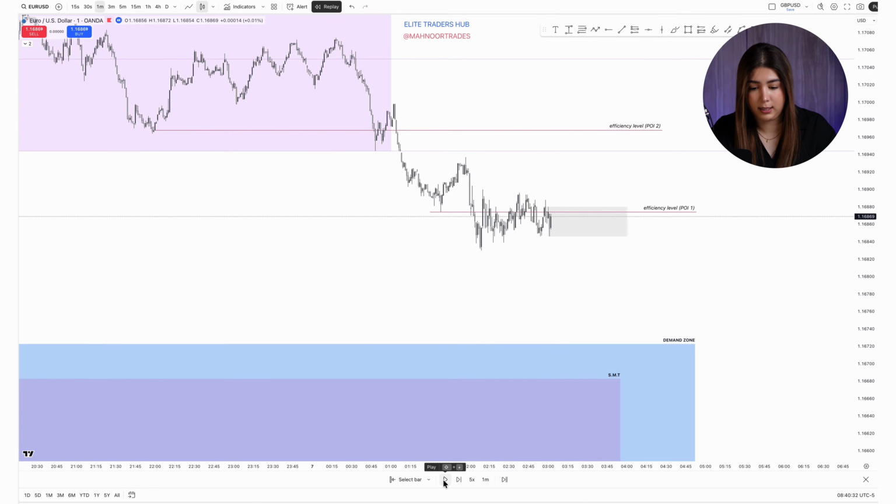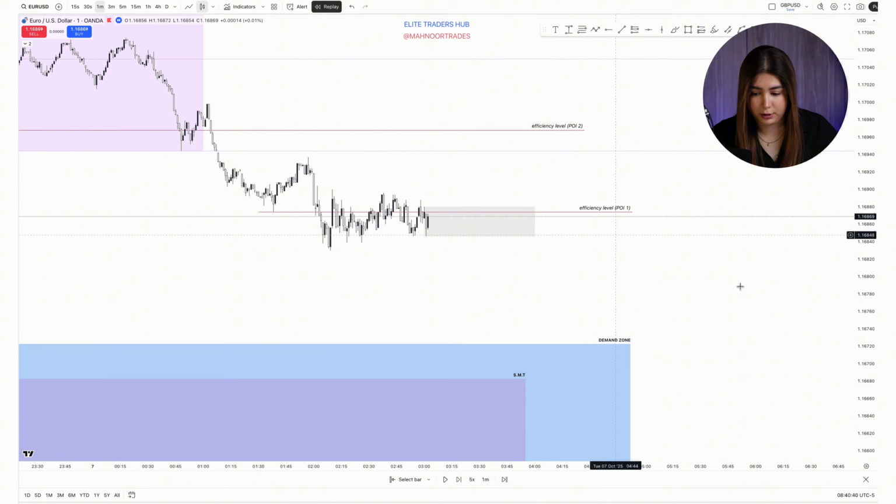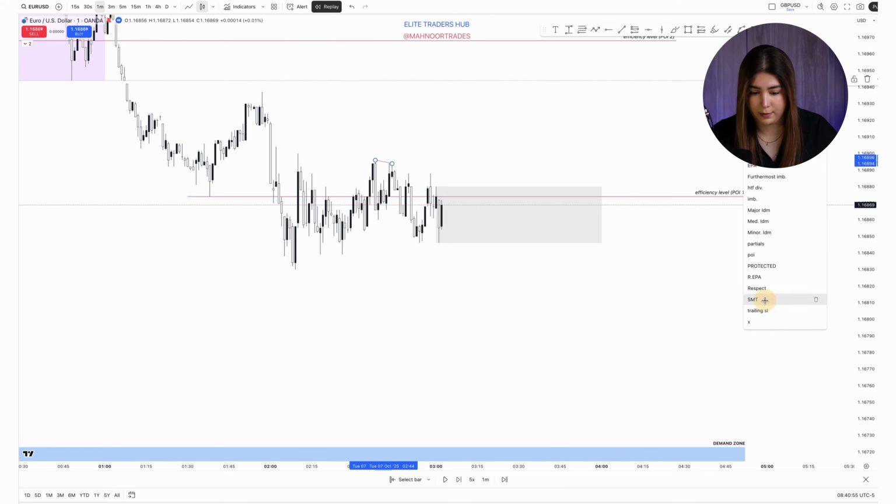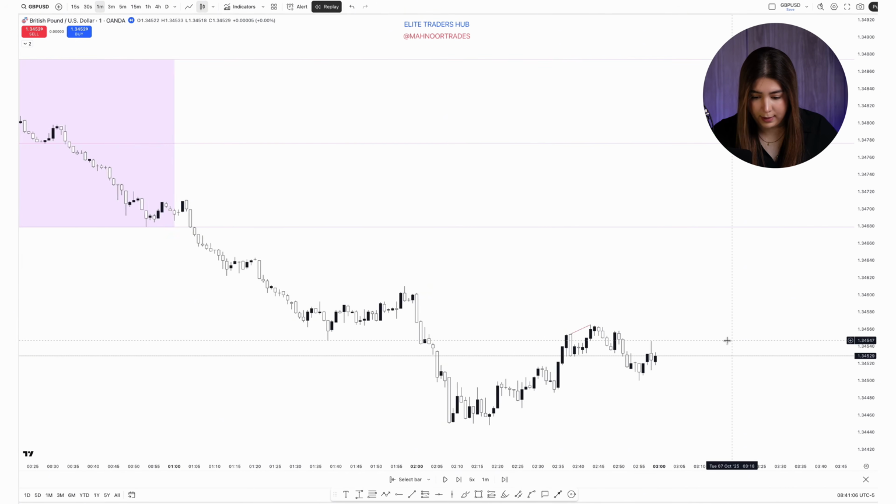Now London has started. I think we're a couple of minutes into London now. Now we had a divergence between EU and GU, and that divergence was between these two structural points. So you have your SMT here. This was 238 and 243. If we go to M1, we have the same happening here.